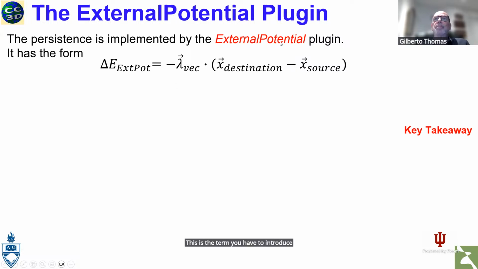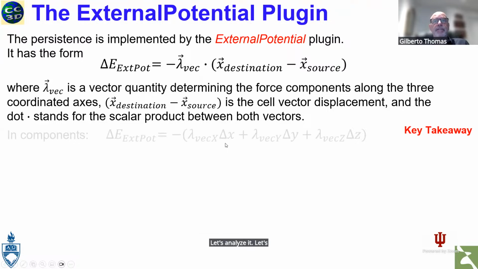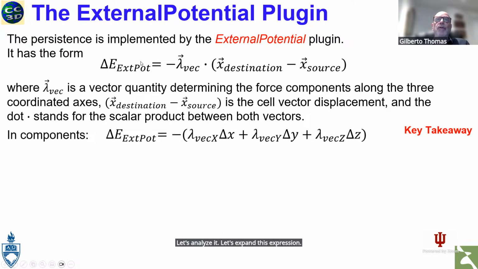This is the new plugin we are going to analyze today, the external potential plugin. Of course, lambda is a vector here. We have a vector, a scalar product here. So you have three components in this expression. Let's analyze it. Let's expand this expression in components.